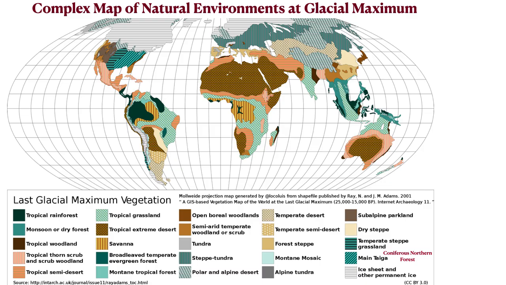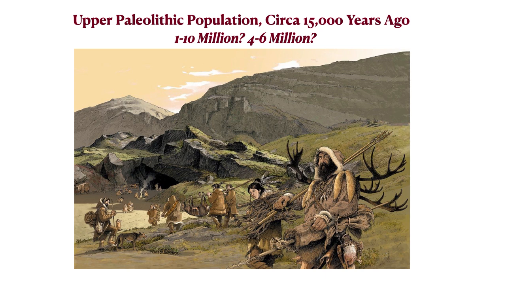But anyway, I won't go into any detail on this, but this is just a more complicated map of global environments. The dark green are tropical rainforests, and you can see there's some in South America, a little bit in Africa, a little bit in Southeast Asia, but much more restricted than they would later become because it's colder, drier conditions overall. Well, what was the population?